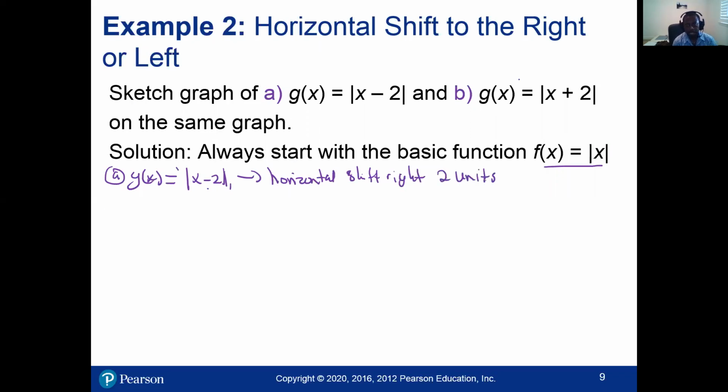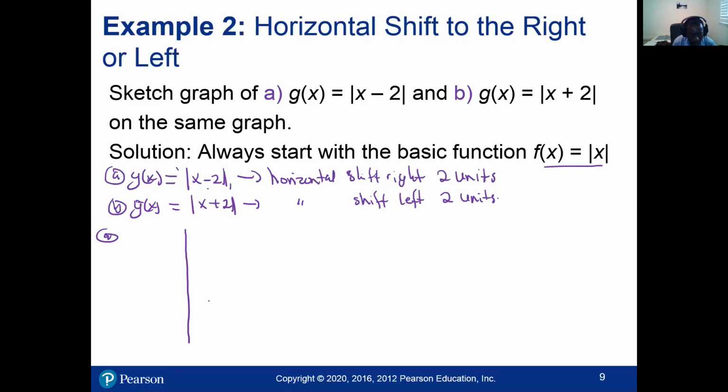And then part B, which is g of x is equal to absolute value of x plus 2. This one is also a horizontal shift, but it's going to go left 2 units. So let's do part A here. Part A, we have this graph. We are going to have our basic function, which is absolute value of just x.